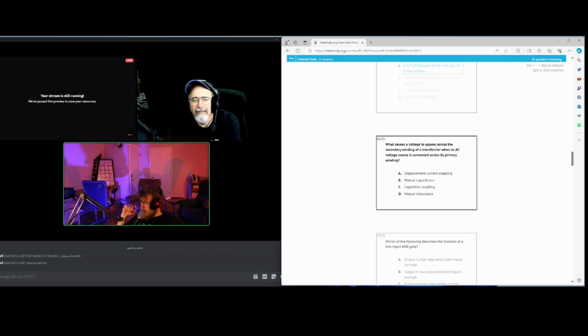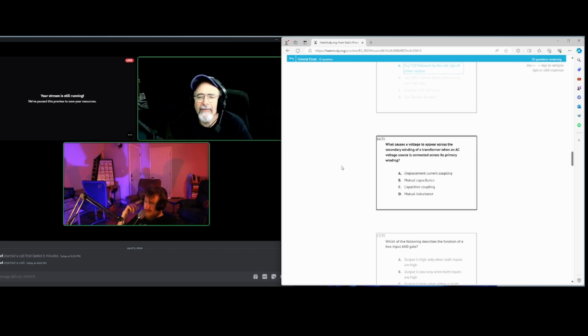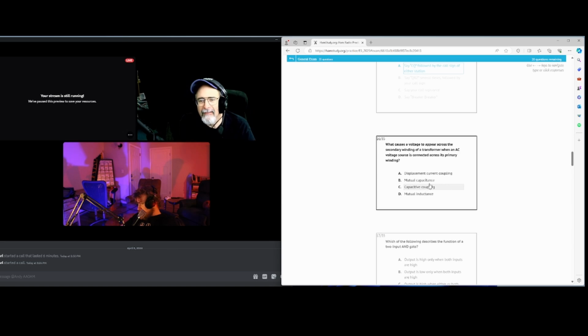What causes a voltage to appear across the secondary winding of a transformer when an AC voltage source is connected across its primary winding? There's a lot of words mixed together there. I don't know if I understand all of them. What causes the voltage to appear across the secondary winding of a transformer when the AC voltage source is connected across the primary winding?